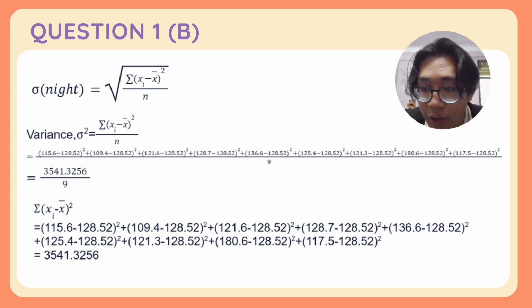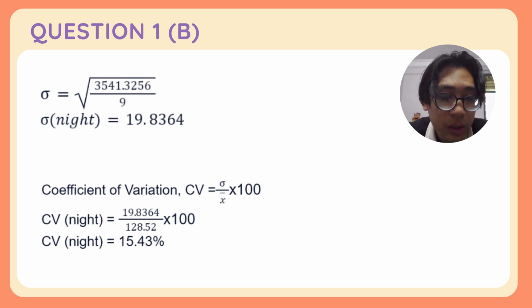Same as before, we find the variance first. We calculate the sigma, or total, of the data points minus the mean value of night shift, to the power of 2, divided by the sample size. And we got 3,541.3256 divided by 9. Below is the variance equation, in case the above is hard to see. We insert the variance into the standard deviation formula, square root the variance, and we got the standard deviation for night shift, which is 19.8364.